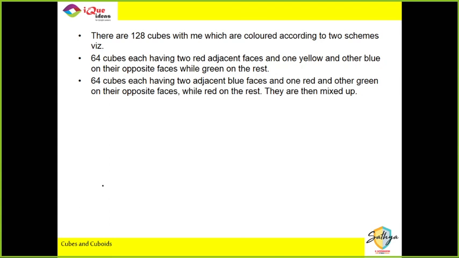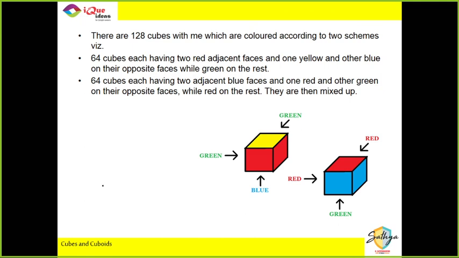So it actually says that there are already 128 cubes. Half of them have a different color scheme. So these are the two types of cubes. Each variety has 64 such cubes. Did you get this part? Of the first variety there are 64 pieces. Of the second variety also there are 64 pieces.